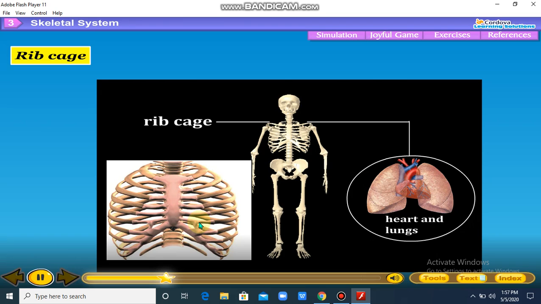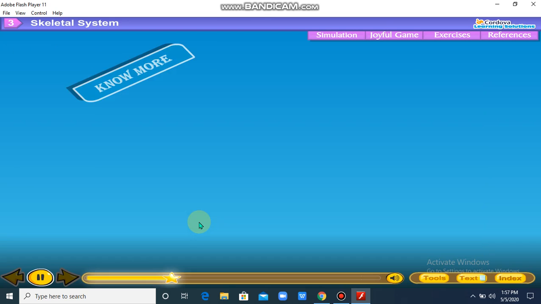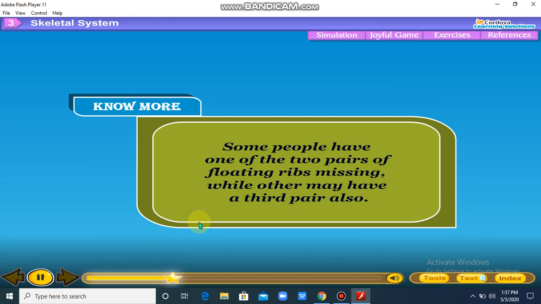The ribs are also attached to the backbone. The last 2 pairs of ribs are free and joined only to the backbone, not to the sternum. They are called floating ribs. Some people have one of the 2 pairs of floating ribs missing, while others may have a 3rd pair also.